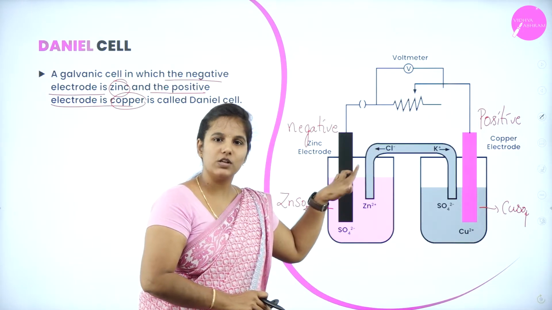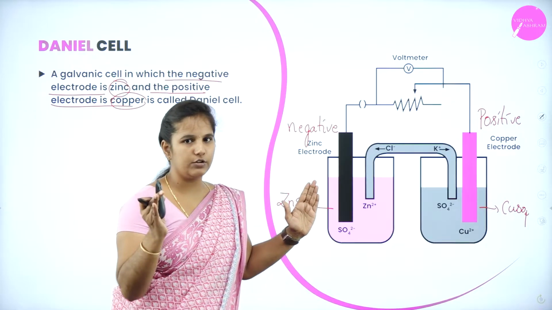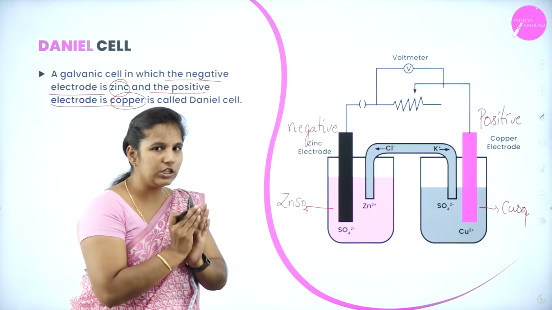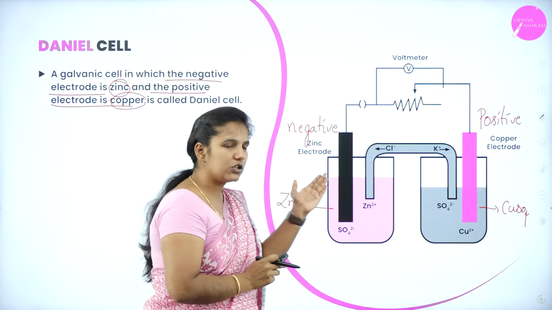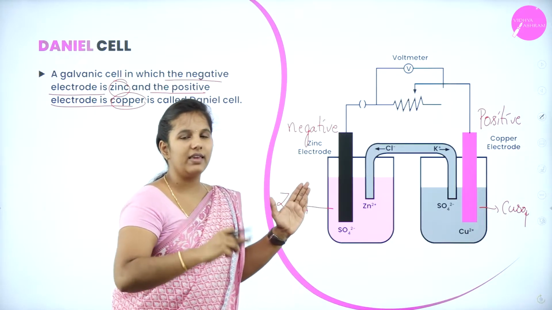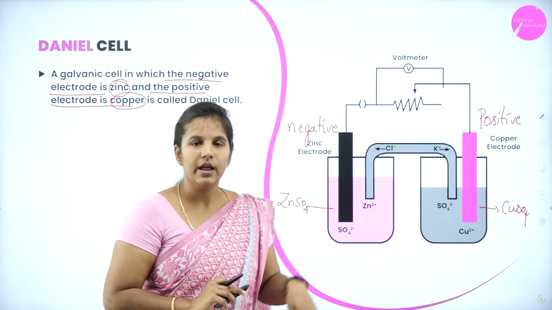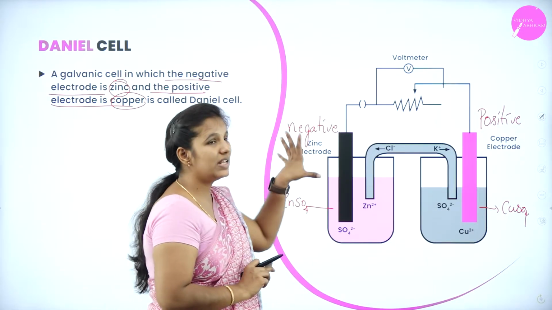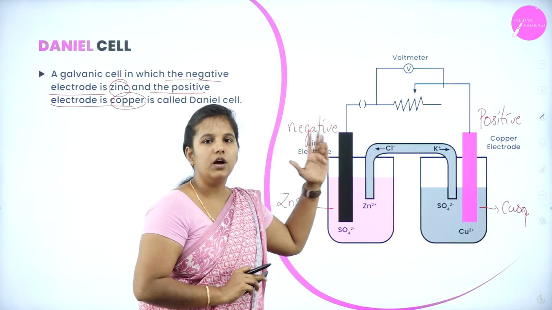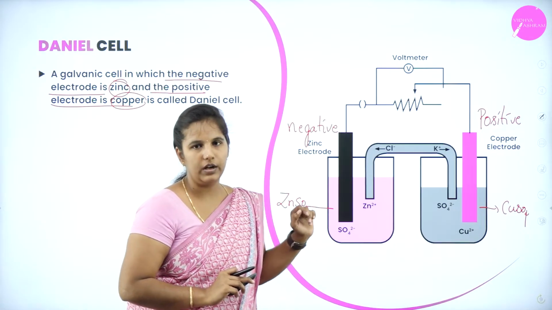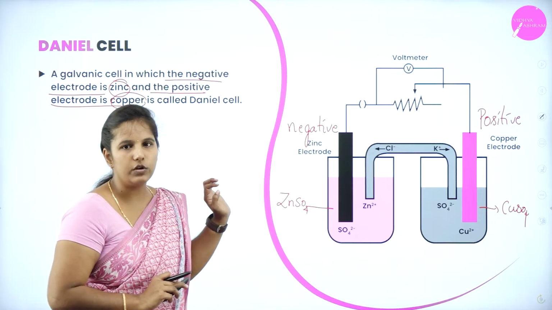And also you can see that there is a salt bridge. This is a porous bridge which connects the two solutions. Instead of mixing the two solutions, the salt bridge allows the migration of ions from one solution to the other. And I have placed the entire system in an electrical circuit, so it will be measured in terms of a voltmeter.